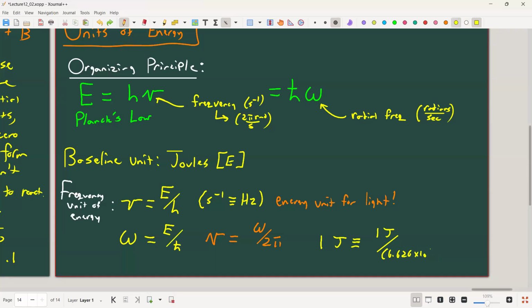10 to the minus 34 joule seconds. Right? That's a really big number. Right? 1 over 10 to the minus 34. This is equal to roughly 1.5 times 10 to the 33 per second. I couldn't even tell you what the metric prefix for 10 to the 33 is. I could tell you what 15 is and 18 is, but beyond that, I have no idea. That's a huge number.